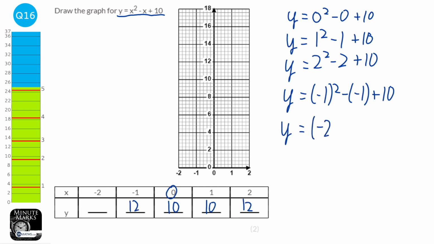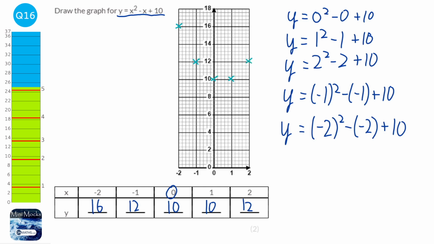And then we'll do the minus 2. So it'd be minus 2 squared minus minus 2 plus 10. So minus 2 squared is 4. The 2 minuses here make a plus. So it'd be plus 2, which would be 6, plus 10 will be 16. So we're going to plot these on our graph. And so we've got minus 2 is at 16, so that'll be there. Minus 1 is at 12, which should be here. 0 is at 10, 1 is at 10, and 2 is at 12.